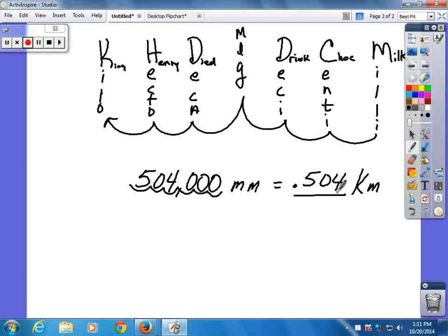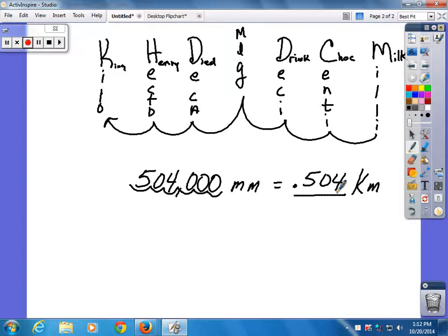Now you also need to know how many of what's in what. Well, how many millimeters are there in a centimeter? 10. How many centimeters are in a decimeter? 10. How many decimeters in a meter? You see the pattern? 10. How many meters are in a decameter? 10. How many decameters are in a hectometer? 10. How many hectometers are in a kilometer? 10. No, 10. 10, 10, 10, 10, 10, 10.